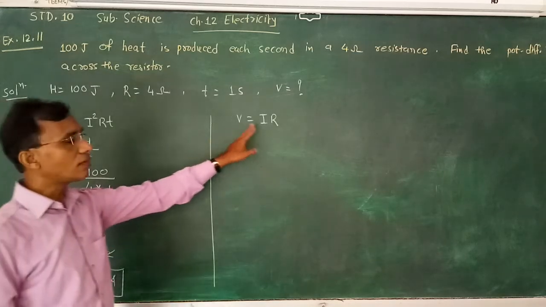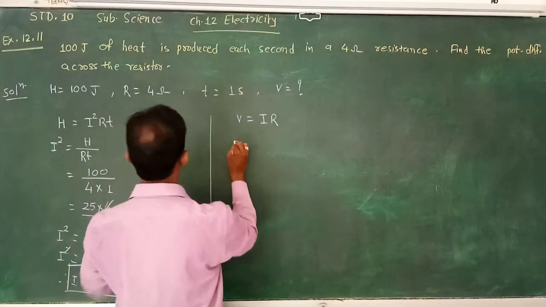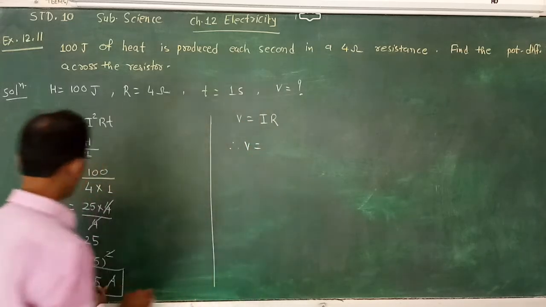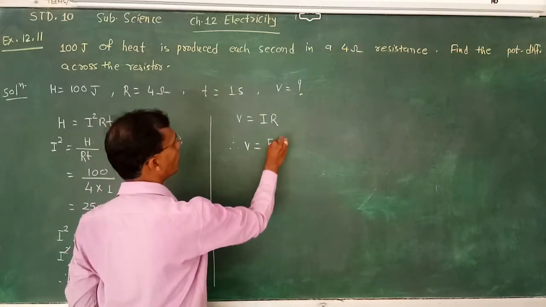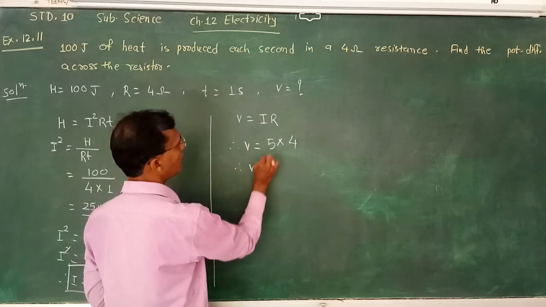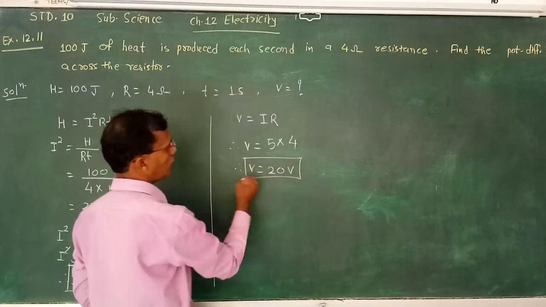Now V is equal to IR, Ohm's law. We have to find the potential difference. So V is equal to I, which is 5, the current value, and the resistance value is 4 ohm. So potential difference is 5 times 4, that is 20. Potential difference is measured in volt.